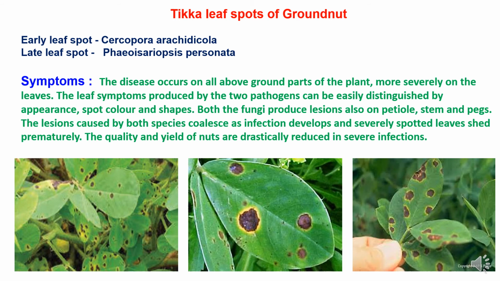on the leaves. The leaf symptoms produced by the two pathogens can be easily distinguished by appearance, spot color and shapes. Both the fungi produce lesions also on petiole, stem and pegs. The lesions caused by both species coalesce as infection develops and severely spotted leaves shed prematurely. The quality and yield of groundnut are drastically reduced in severe infection cases.